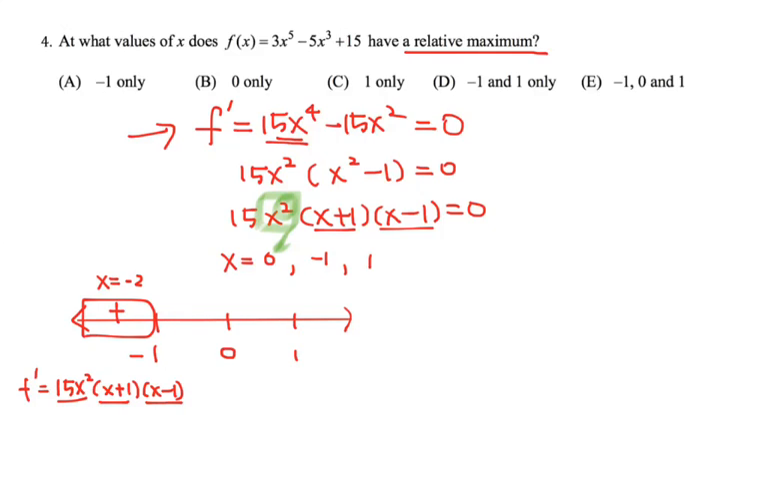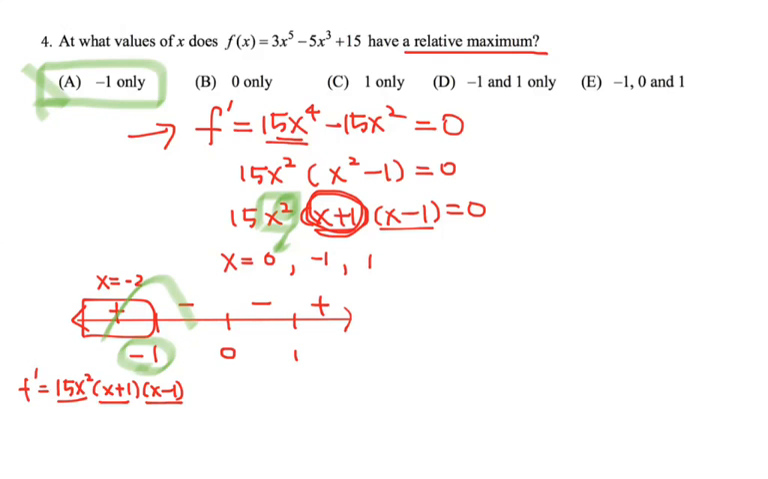Then you can safely assume that because negative 1 was the single root from this middle factor, the next sign would have been negative. But 0 was a double root, so its sign will stay, and then the last one will become positive. And we are looking for maximum. Maximum happens when we are looking at positive to negative first derivative, which is when x equals negative 1, which is choice A. A becomes the answer.